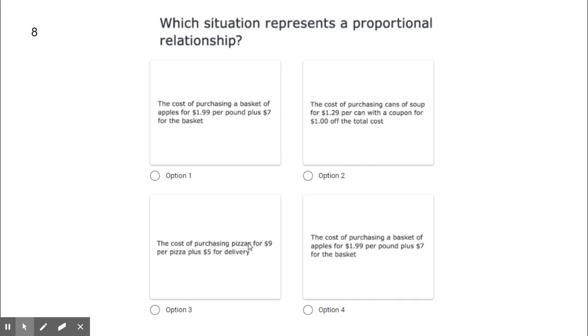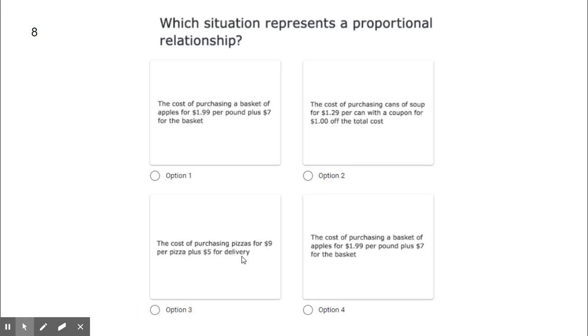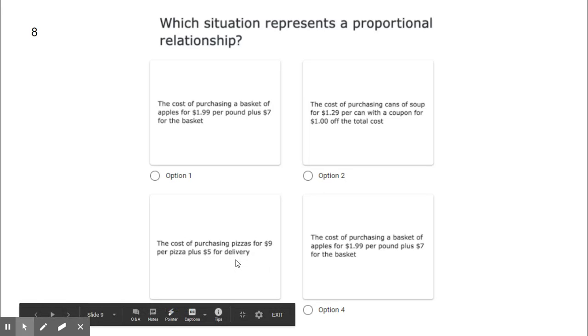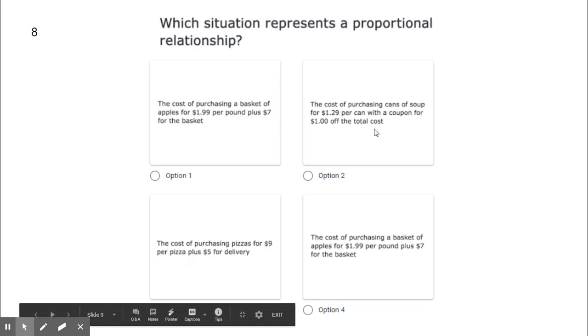Down here, the cost of purchasing pizzas is $9 per pizza plus $5 for delivery. So even if it doesn't matter how many pizzas you order, for this one, you're still going to have a delivery fee. That would be like your y-intercept. So this one is not going to be proportional. Actually, this one is proportional because if you don't order any pizzas, you don't have a delivery fee either. So this one's a good answer.